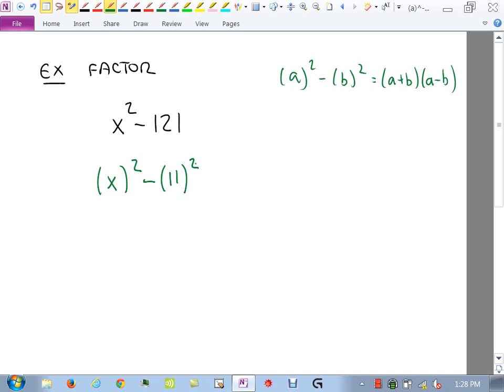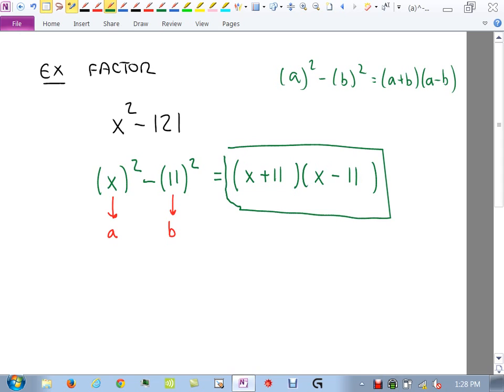Now do you see that we have something squared minus something squared? What's a for us here? X. What's b? 11, right? Not 121, 11. So that means, according to this formula, this should turn into what? A plus b, so x plus 11, and then a minus b, which is x minus 11. And that's it. You've turned subtraction of two terms into multiplication, which is what factoring is about.